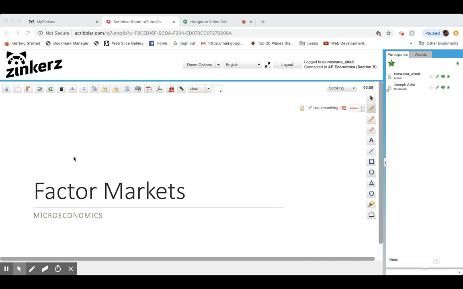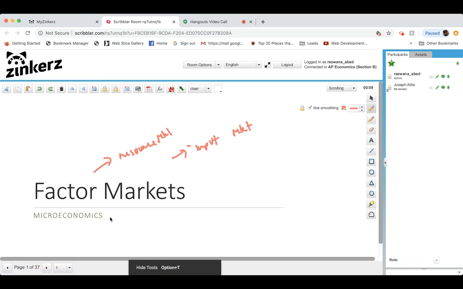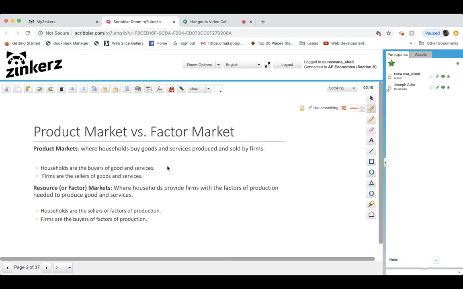Okay. So factor markets, they're also known as resource markets or input markets. They basically mean the same thing. So when we talk about factor markets, I'm going to start with talking a little bit about the product market and helping you understand what the difference between the product market versus factor market is. So just to get that out of the way and lay the foundation to move forward.